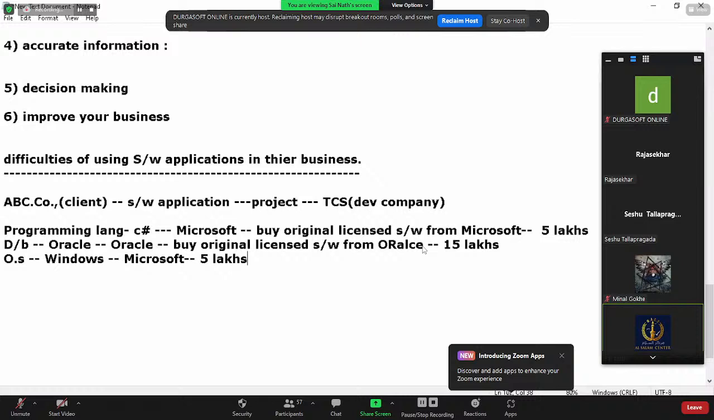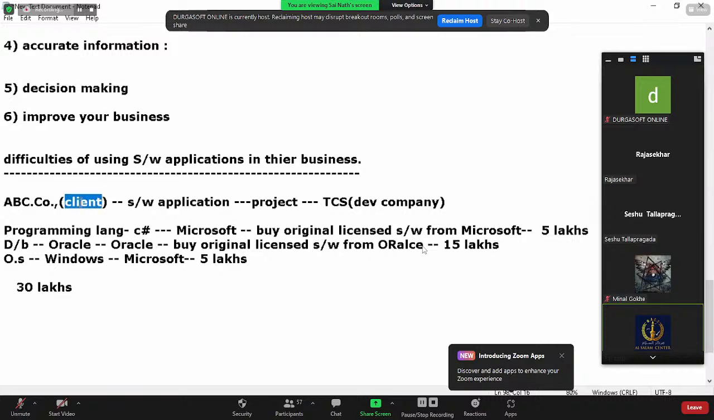Now tell me, in this example, how much does TCS need to invest approximately? 30 lakhs. 5 lakhs on the C# programming language, 15 lakhs on the Oracle database, and 5 lakhs on the operating system. Altogether, how much? 30 lakhs, including the Oracle database. 30 lakhs invested by TCS. They developed the application as per the client requirement.